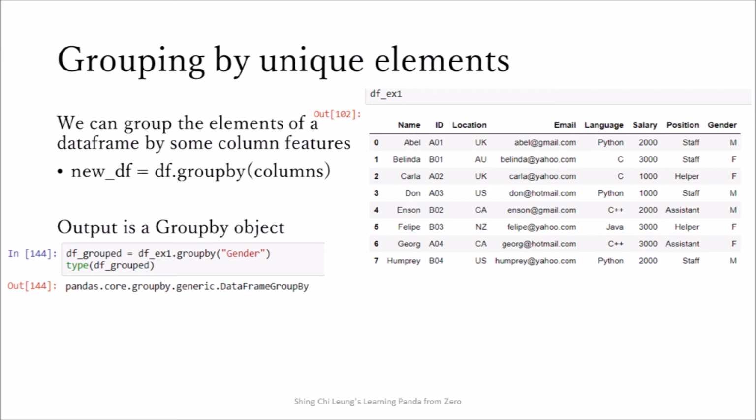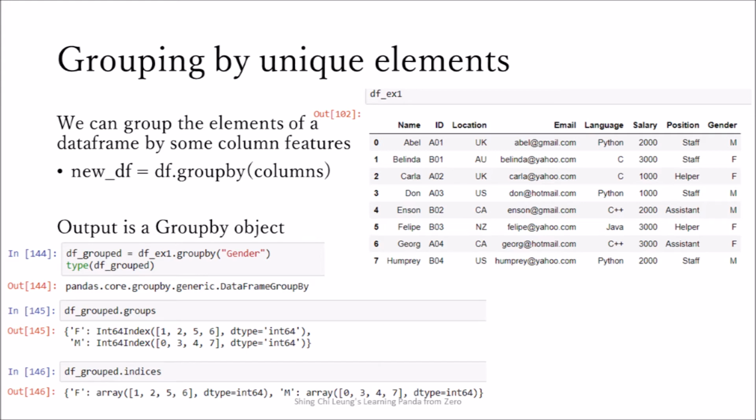Notice that the group by method does not give you directly a data frame, but a grouped by object. In a group by object, we can check the groups and indices. We notice that it contains the labels F and M, which are unique features along the column gender. And for each label, a list of numbers, which are the row indices in the original data frame. From this, we can see that the group by object is like a phone book, which contains the link to the original data frame according to the feature we want to use.